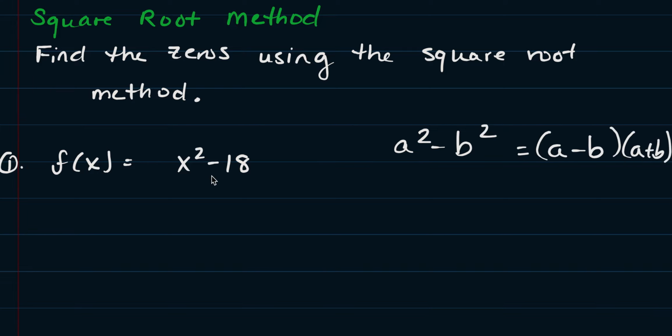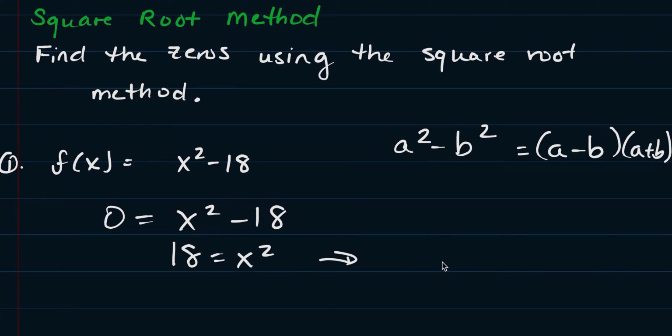But if you don't know what b is, maybe that's not the best method for you here. But if we set it equal to 0, then we can move 18 to the other side. And now we can just take the square root.